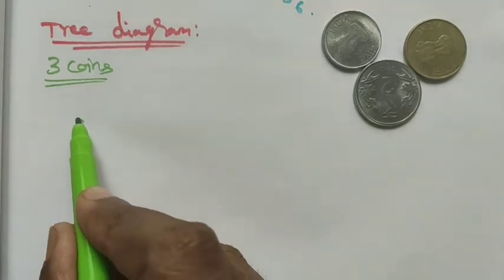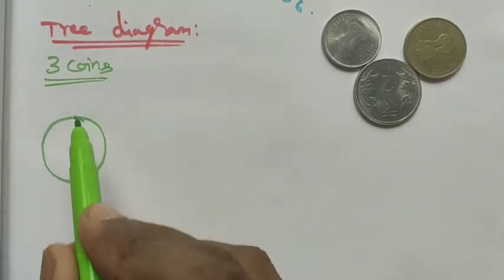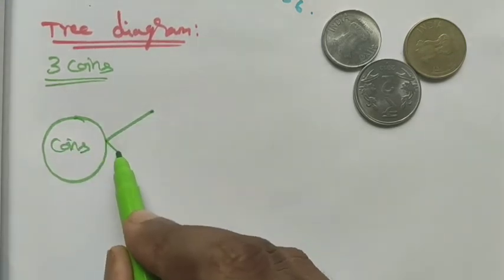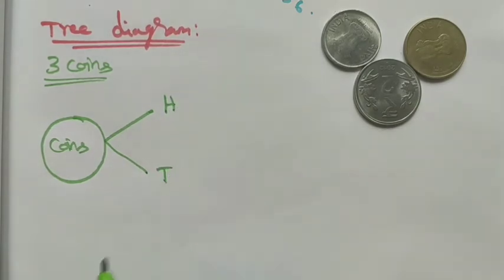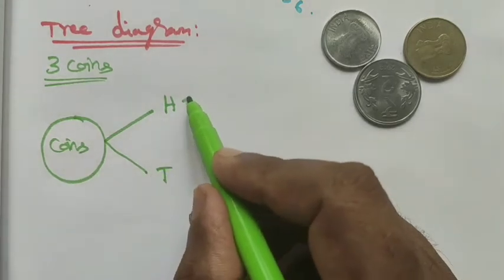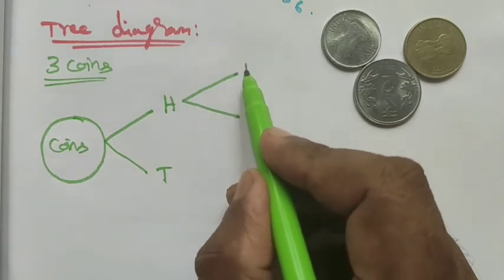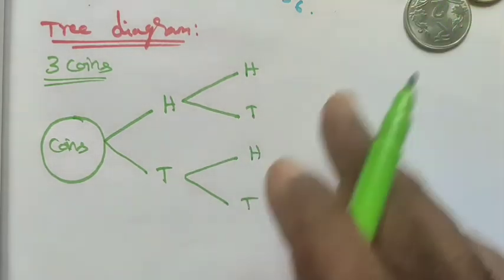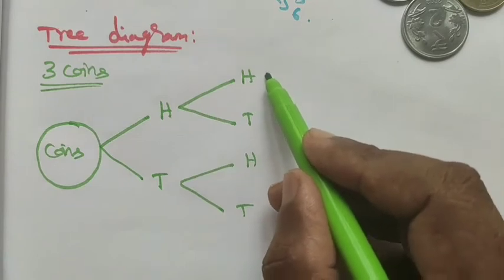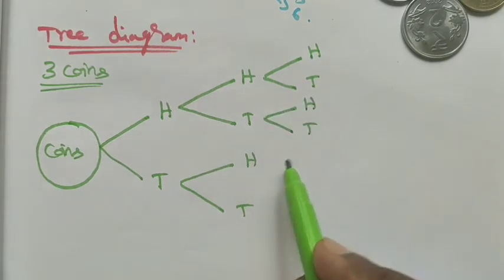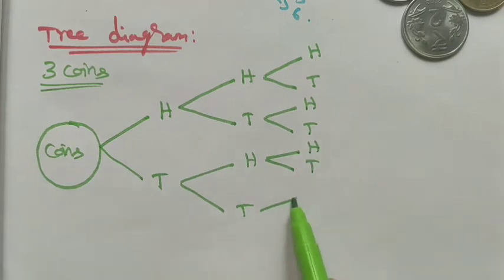Now for the three coins we are going to draw the tree diagram. Here we get head and tail in the first coin. In the second coin we again have the possibilities of head and tail. Here also we get head and tail, and then in the third coin the possibilities are head and tail. Here also head and tail, and here also. Here also the same: the third coin may be a head or tail.